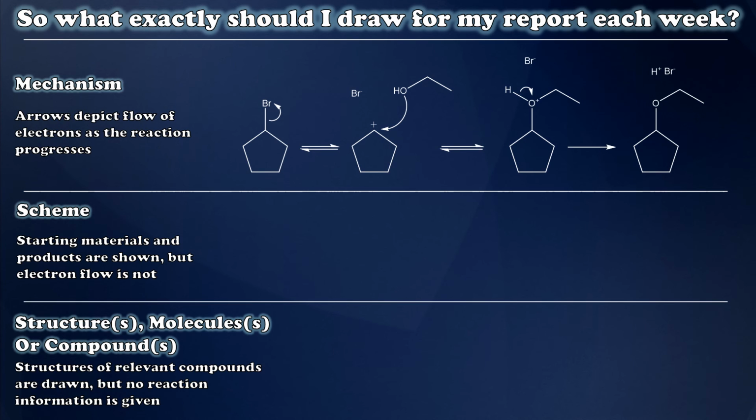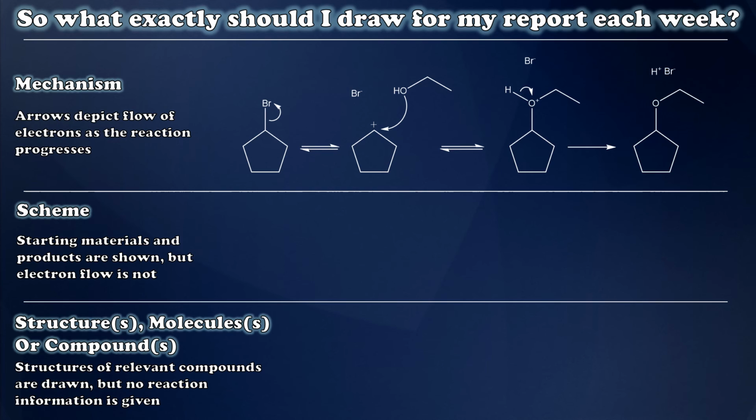Now, mechanisms depict the flow of electrons as a reaction progresses in as much detail as possible, as in this example where we have a secondary alkyl halide being converted into an ether via an SN1 reaction with an alcohol. All arrows showing electron flow and reaction reversibility are present, and all the starting materials, products, byproducts, and intermediates are shown.